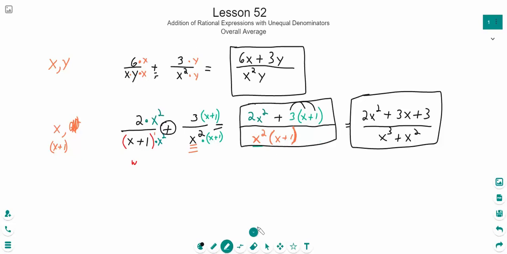Okay? All right, so let's try another one here and see how you do. Let's say I've got 3 over y plus 2, and I'm adding this to z over, we'll just go w squared. Okay? So go ahead and take a minute and try to do this on your own on a separate sheet of paper, and then we'll do it together and see how you did.